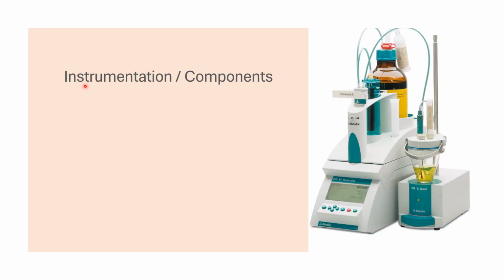Now here we will discuss the instrumentation and components of the Karl Fischer titrator. The first one is the titration vessel. Here you can see this is the titration vessel. This is where the sample and reagents are placed for the titration to take place, right?